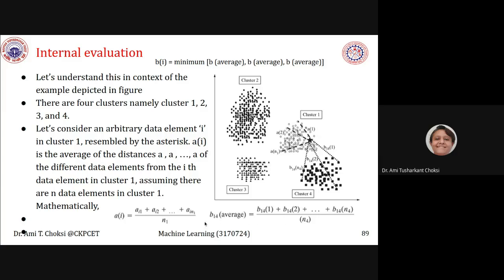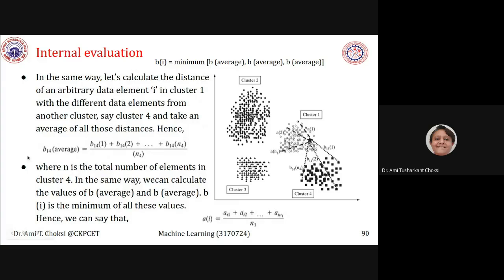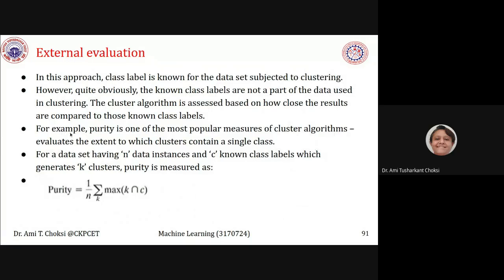After that, once we find this average, B of i is equal to the minimum of the B averages. Whatever the B averages are, we take the minimum of them. Where n is the total number of elements in cluster 4, in the same way we can calculate the values of the B averages, and B of i is the minimum of all these values, right? This is what we have just seen.